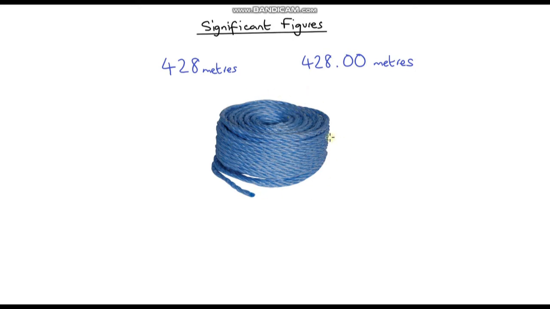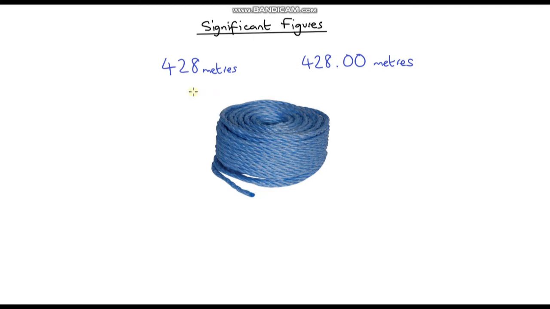So first of all, I've just got a scenario here where we've got two people. They measured this length of rope. The first person measures it at 428 meters, and this person measures it again and they measure at 428.00 meters. So what I'd like you to do is just pause the video and have a think about what the difference between these two measurements are. So are they exactly the same or are they slightly different?